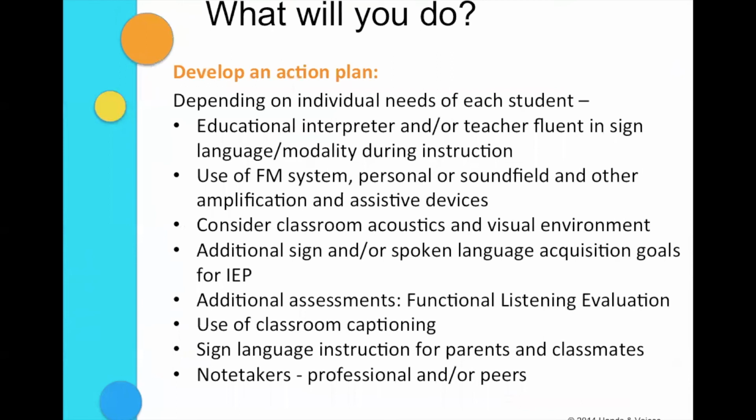I'll read through some of these action plan or accommodations that are more common for deaf and hard of hearing kids. Having an educational interpreter who's fluent in the sign language or modality during instruction, use of an FM system, whether that's personal or sound field system. We can look at classroom acoustics and the visual environment, adding sign language or spoken language acquisition goals on the IEP, having some different assessments like functional listening evaluation, using classroom captioning, and note takers.